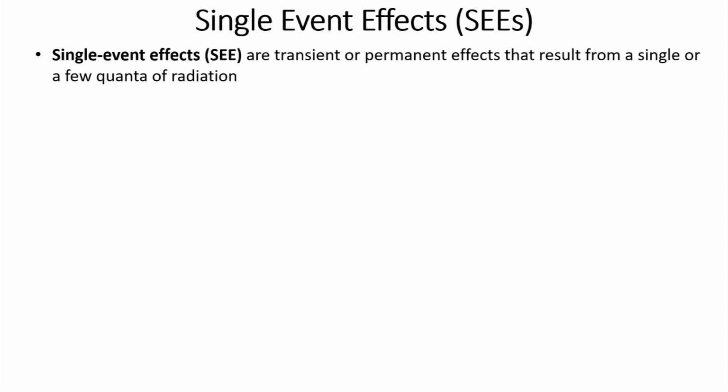So, what is single event effects? Single event effects can be transient or permanent effects that result from a single or a few quanta of radiation. As we have seen in cases like the TID, the total ionization dose, or the displacement damage, it gets accumulated and happens over time, over the whole mission life. But when we are considering the single event effects, it is instantaneous. It can be caused by a single particle, a very high energy single particle.